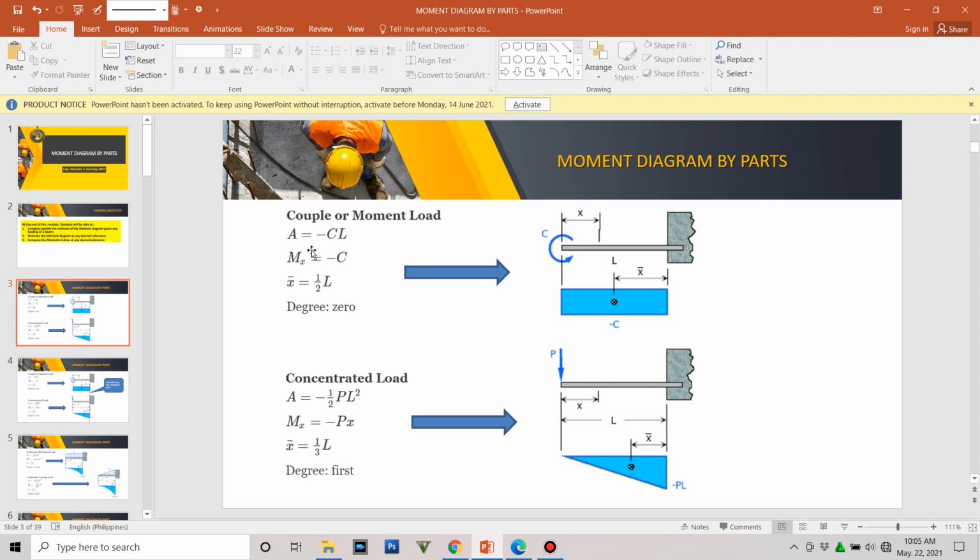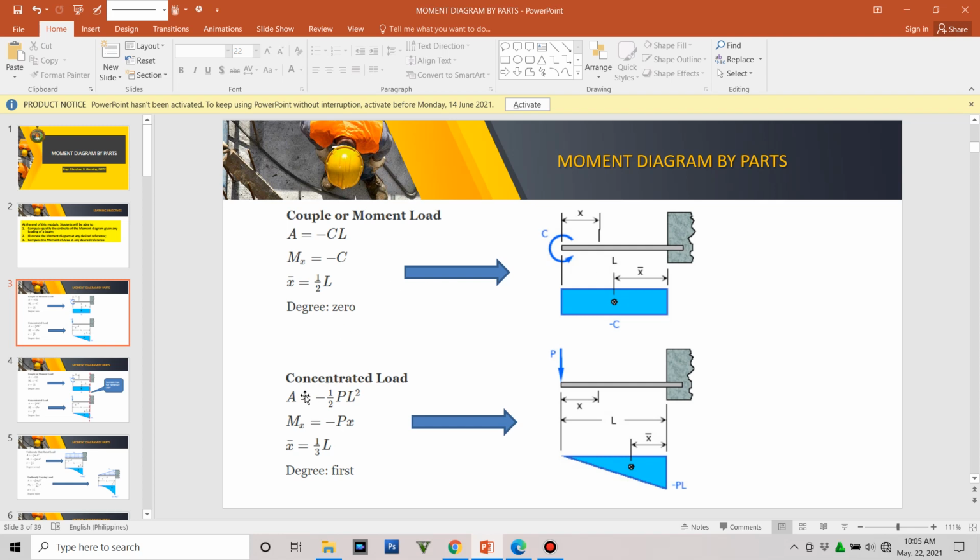So, no problem with the area, because the area is just the area of this rectangle, C times L. The moment of area is equal to the couple itself times the x bar. The x bar is the centroid up to your reference line, which is just half of L.